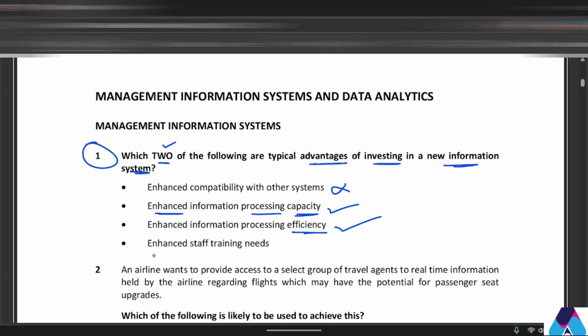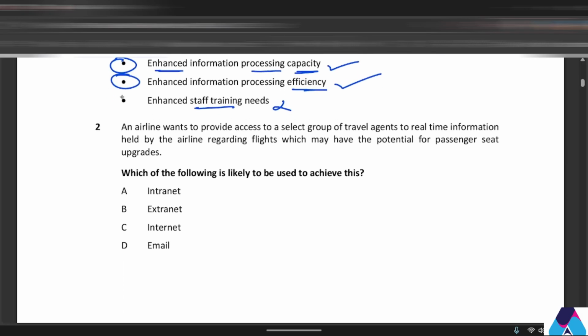Now look at the last option. It says enhance staff training needs. Now the problem is it says staff training. Now staff training is a cost, it's a requirement, it's not an advantage, right? So enhanced staff training needs, again, it's a cost, it's a requirement, it's not an advantage. So that's not an option. The only two options we have that are correct are 2 and 3. Okay, moving on to question number 2.